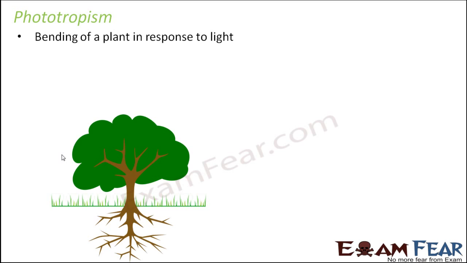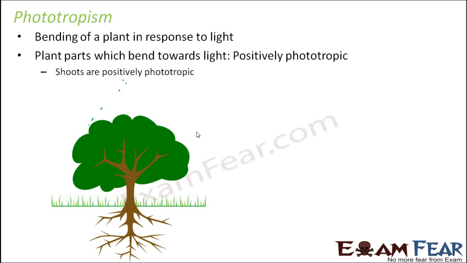So let us first talk about phototropism. It is the bending of a plant in response to light. Normally when the light is evenly falling on the plant, all parts of the plant are growing equally. So they do not bend. They tend to grow straight up. But in certain cases, when the light comes slantways, the plants tend to bend towards light. Those plant parts which bend towards light are said to be positively phototropic.